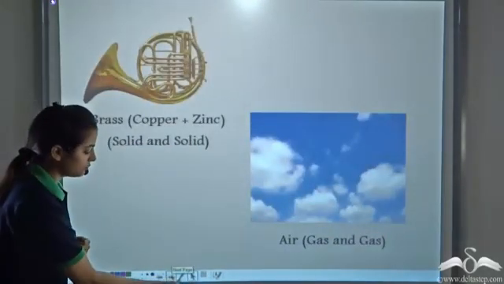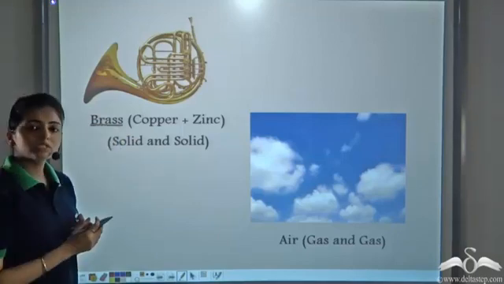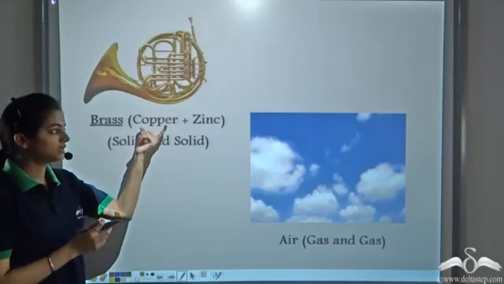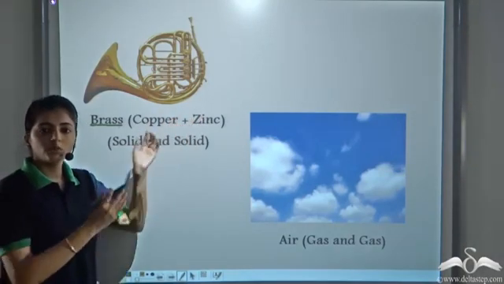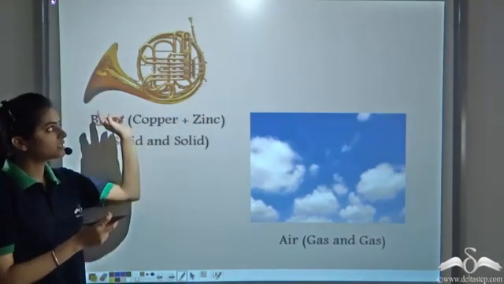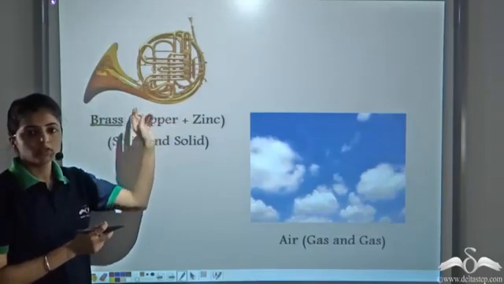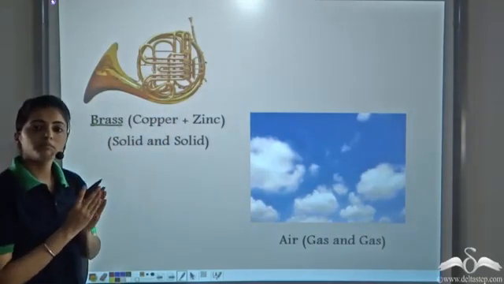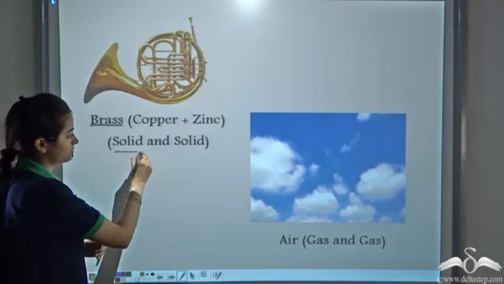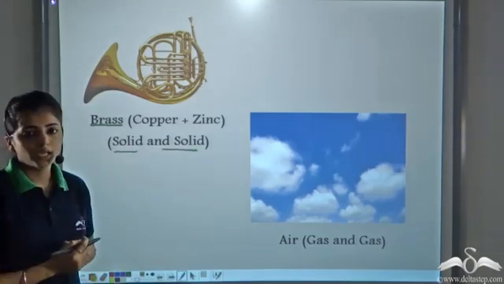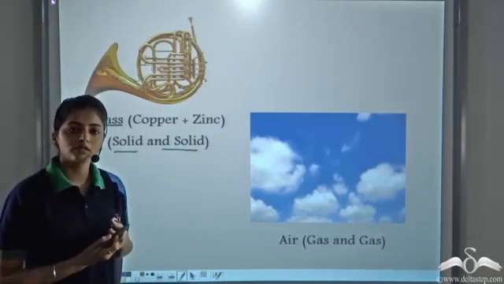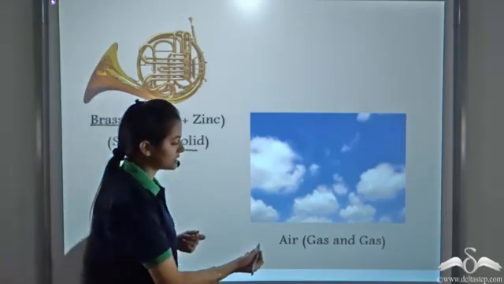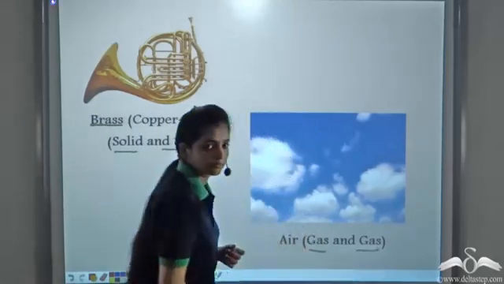Brass. This is an important substance which is made up of two metals, that is copper and zinc. Both these are solids. When they come together, they form brass, which is used to make this instrument. So this brass is a solid mixture. And you know air. Air is made up of different gases like oxygen, nitrogen, argon, and so on. So air is an example of a gas-gas mixture.